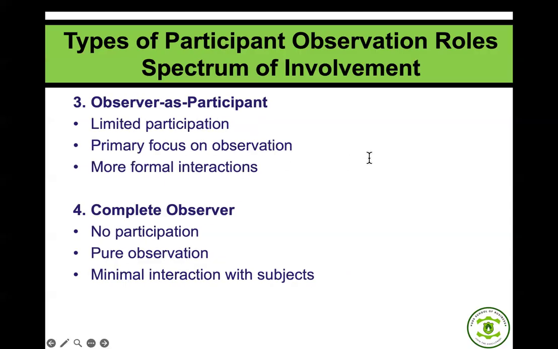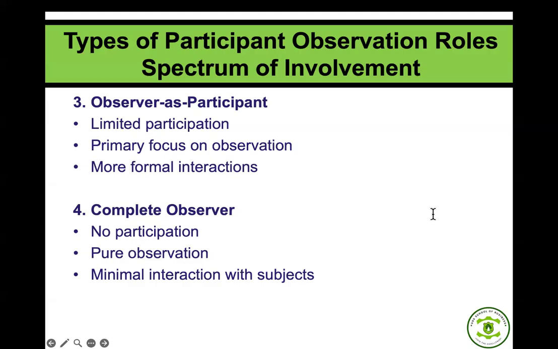Now, moving to the other end of the involvement spectrum, let's look at another type, observer as participant. The observer as participant maintains more distance. In this case, the researcher primarily focuses on observation with limited participation. We can picture a researcher studying maybe classroom dynamics. In that case, the researcher may occasionally help with activities, but mainly will be watching from the sidelines. In this case, interactions would tend to be more structured and a bit formal.